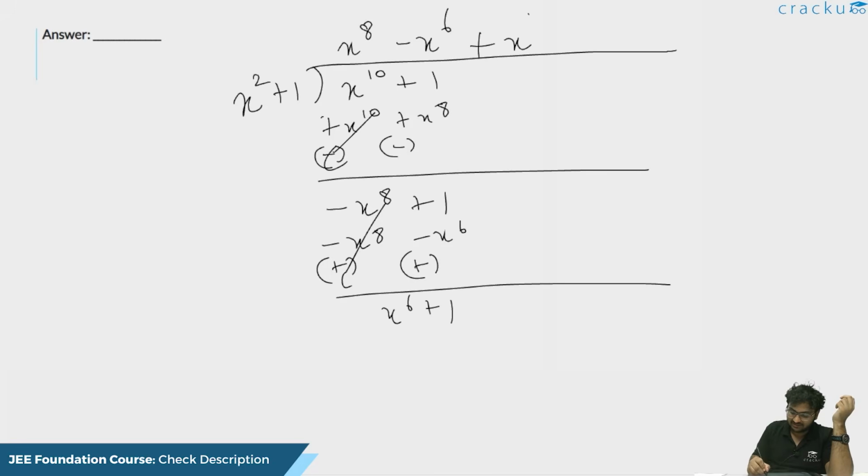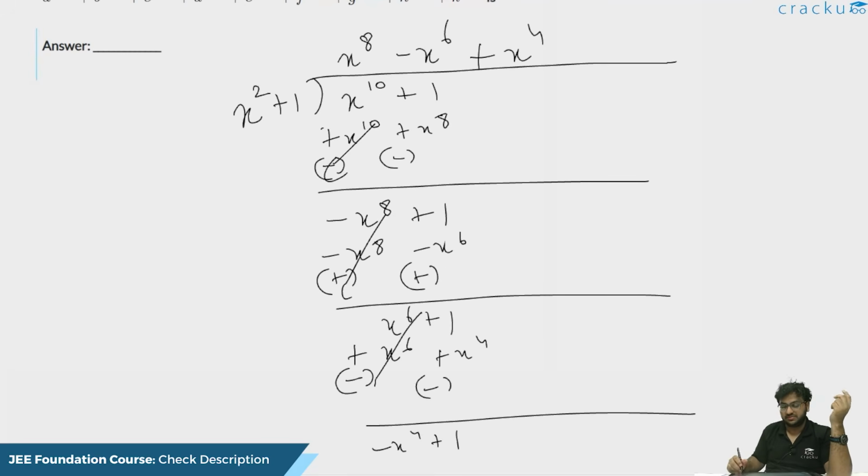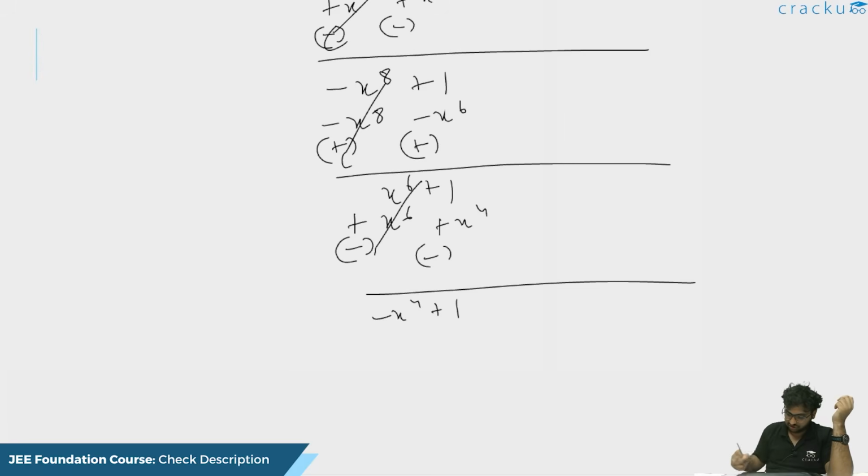Now we will multiply with x power 4. So x power 6 minus. This would be plus x power 4 minus, so minus x power 4 plus 1. Now let us multiply it with minus x square. So this would be minus x to the power 4 plus and minus x square plus. So we are left with what?